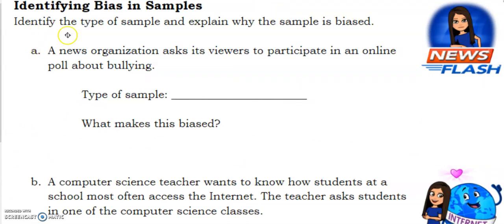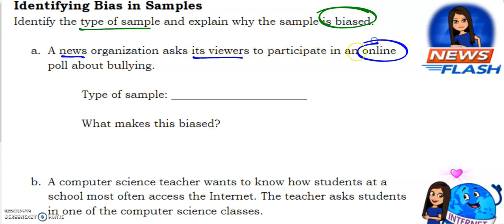We're going to identify the type of sample, so it's going to be one of those 5 things I just gave you. And we're going to explain why the situation we're looking at is biased. Okay, so the first situation: a news organization asks its viewers to participate in an online poll about bullying. So the news organization asks its viewers to participate online. If they're asking online, maybe they're sending something out. How are they getting that back?